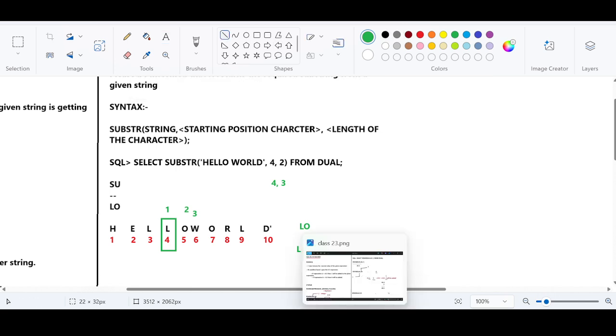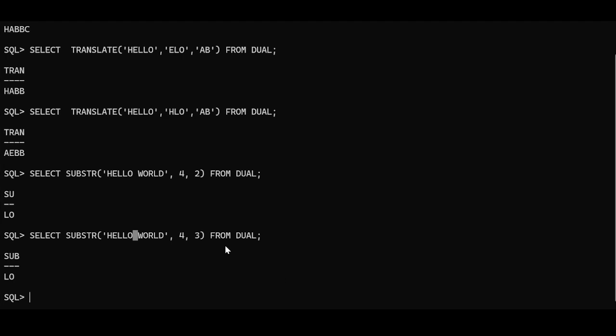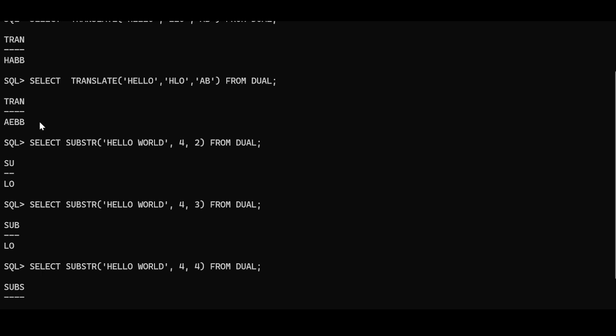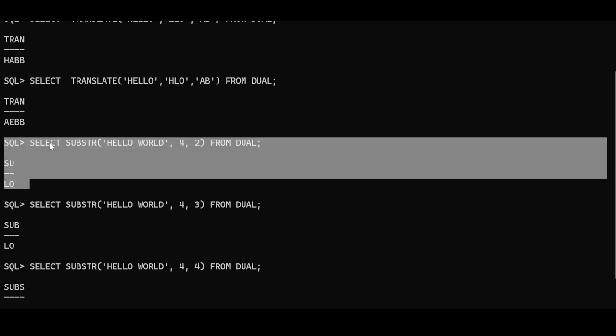Okay, let us see some. Let us say 4, 5. Let me say 4, 4. Now if you see, L, O, and W. Space is also a character. Okay. Making sense? This is the functionality of substring.